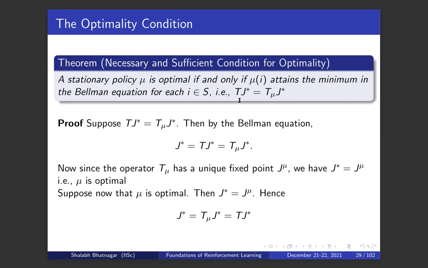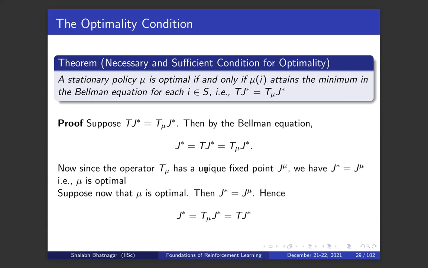So this is like the sufficient condition. It is easy to see. Let's assume that this condition holds, so T J star is T mu J star. Then we know that by the Bellman equation, J star is T J star, but then T J star is T mu J star, which means J star is T mu J star. And T mu has a unique fixed point, J mu.